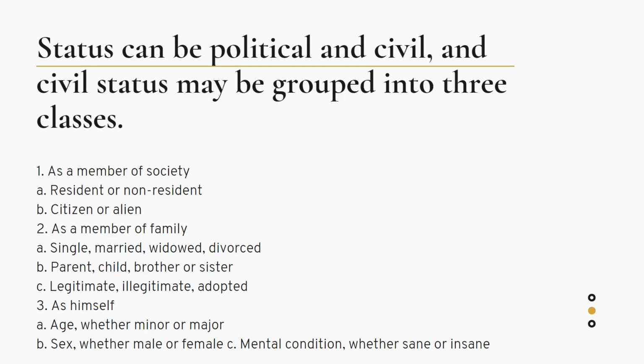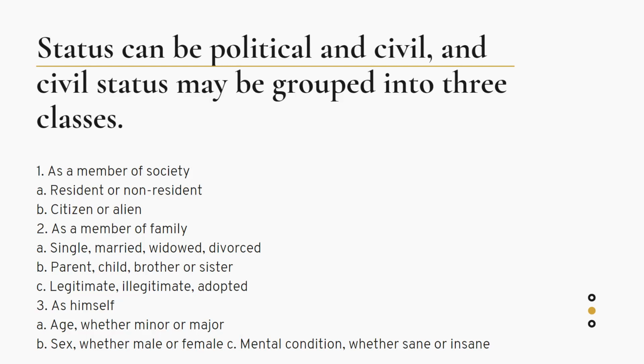As a member of family, you can be a parent, a child, brother, or sister. It has an implication insofar as inheritance and succession rights are concerned. Legitimate, illegitimate, and adopted. And as himself, we must determine your age, whether you're a minor or whether you have attained the age of majority, that is 18 years old.